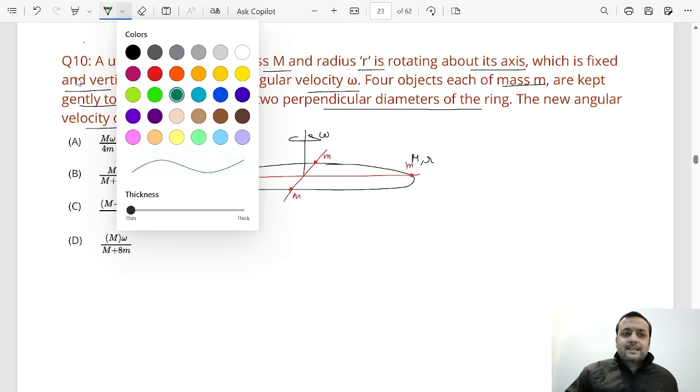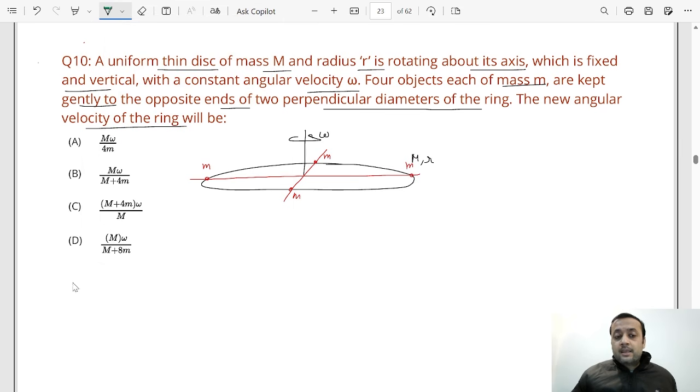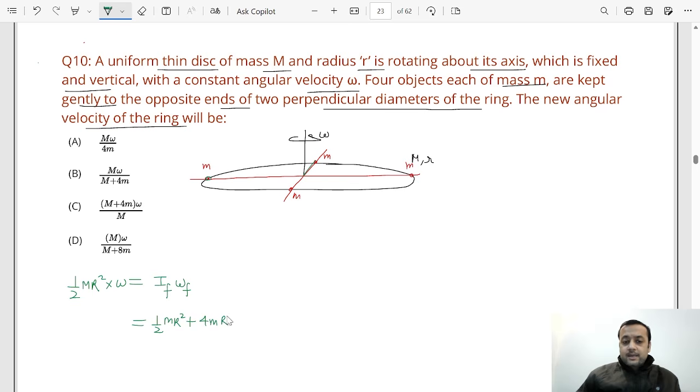That means the initial angular momentum was the moment of inertia of the disk about the axis, half MR square, into omega. So this is the initial angular momentum, I omega. That will be equal to the final angular momentum, I final into omega final. Now what is I final? I final will be the moment of inertia of the disk, which is half MR square, plus the moment of inertia of all four particles, which is mR square plus mR square plus mR square plus mR square. That means 4mR square, into the final angular velocity.